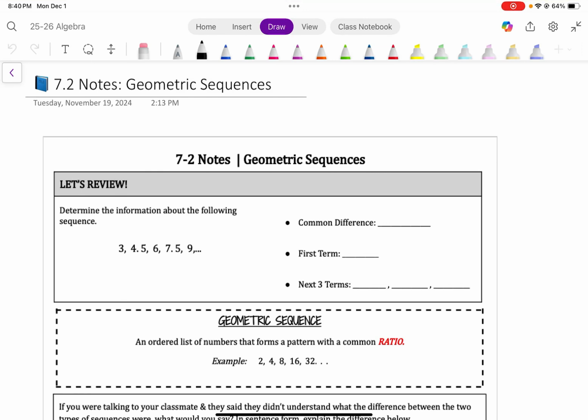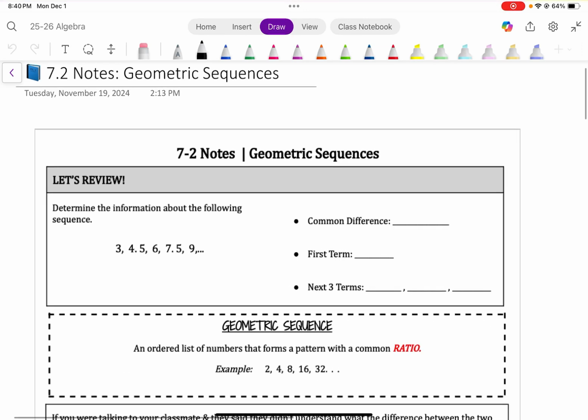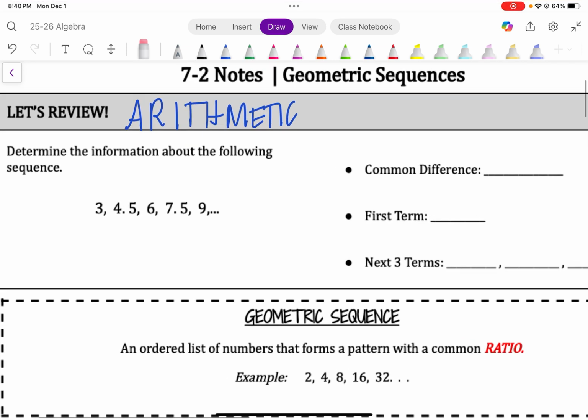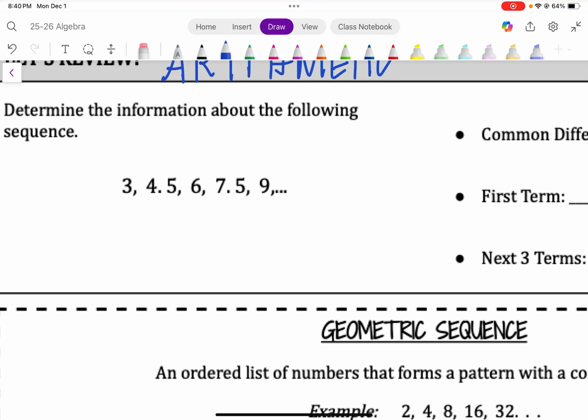These are algebra notes for section 7.2, where we are going to look at geometric sequences. So where it says let's review, we're going to review something we've already done this year, and that was arithmetic sequences. When we had arithmetic sequences, we looked at how those numbers in the sequence change from one to the next.